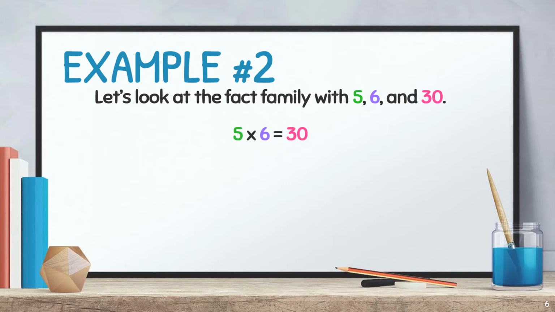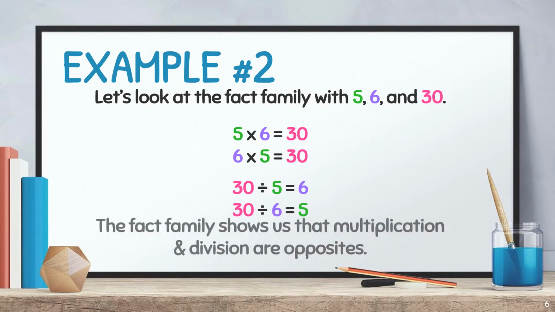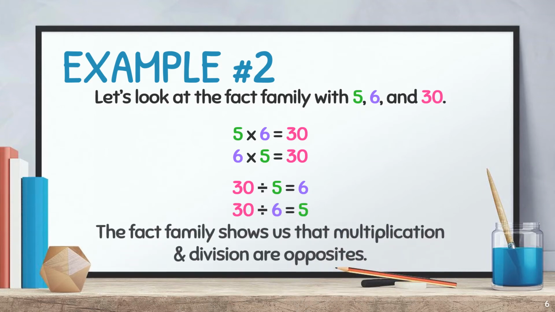5 times 6 equals 30. 6 times 5 equals 30. 30 divided by 5 equals 6, and 30 divided by 6 equals 5. So again, just like with the addition and subtraction, this fact family shows us that multiplication and division are exact opposites of one another as well.